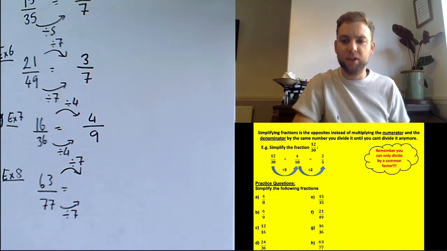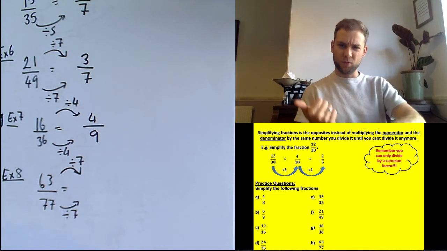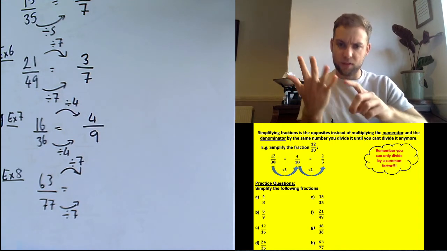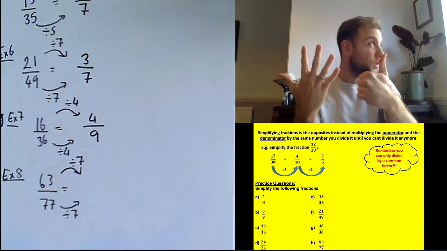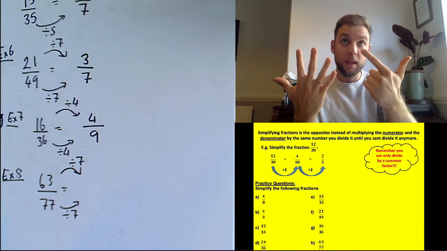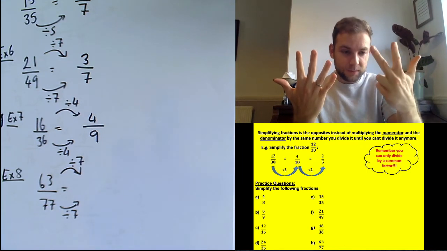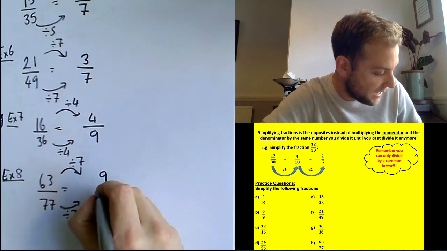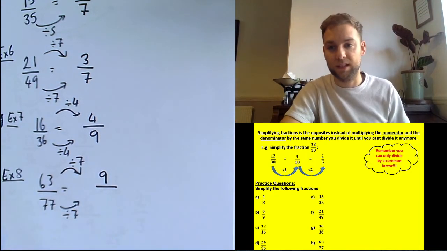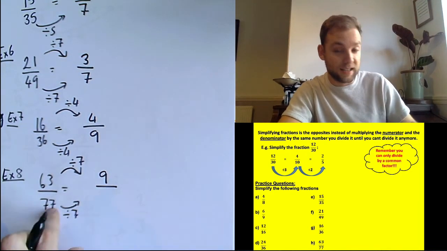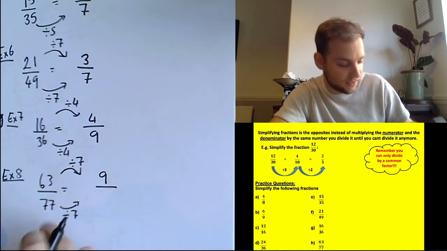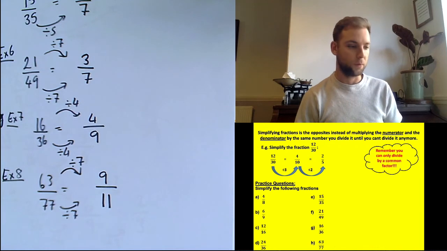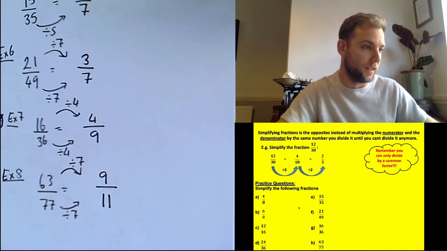So how many times does 7 go into 63? 7, it's always hard, the 7 times table. 7, 14, 21, 28, 35, 42, 49, 56, 63. So 9 times that goes in. So 9 there. And how many times does 7 go into 77? 7 into 70 goes 10 times. 70 to 77 goes 11 times. Brilliant. 9 over 11. Super. So that's all the examples done there.